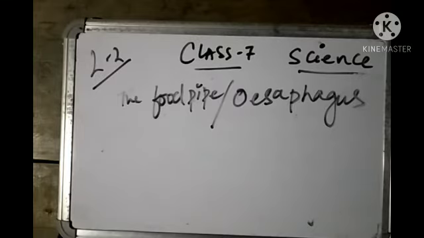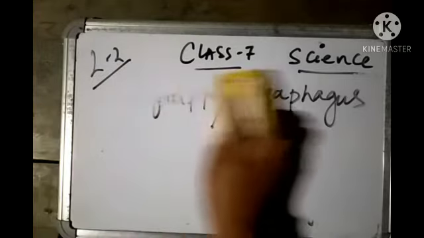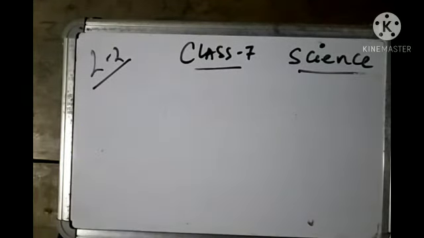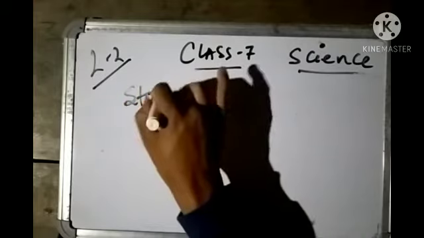In the esophagus, the swallowed food passes into the food pipe. After ingestion, the food goes through the food pipe to the stomach. The third part of the digestive system is the stomach.